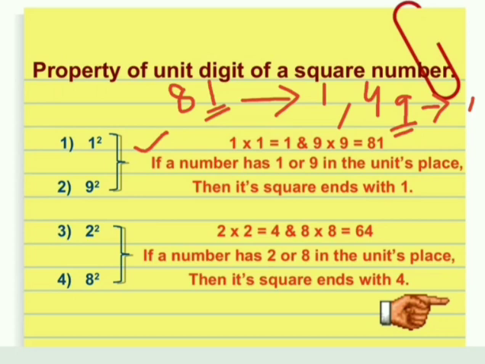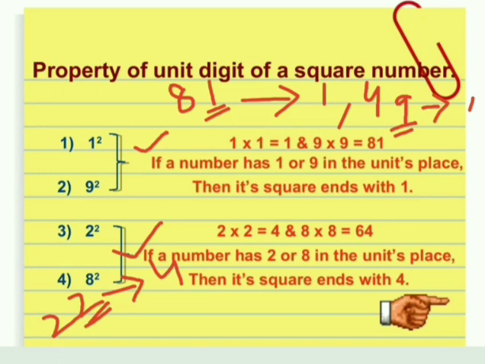Now, the second one is, if a number has 2 or 8 in the unit place, then its square ends with 4. It means if we are having a number with 2, let's take the example. Suppose we have taken 22. In its unit place we are having the digit 2. So when you find out the square of 22, it will always end with 4. Means we will find 4 in its unit place.